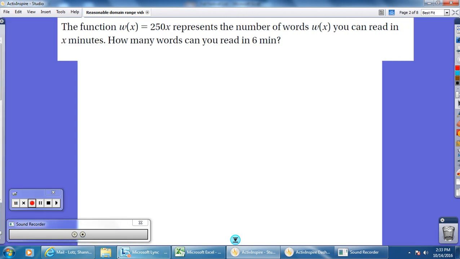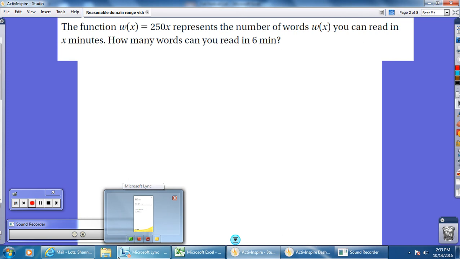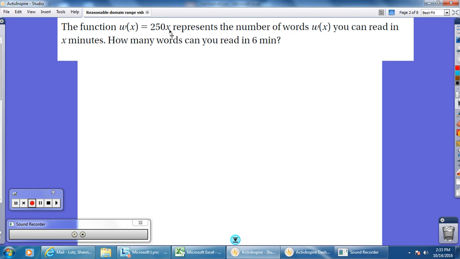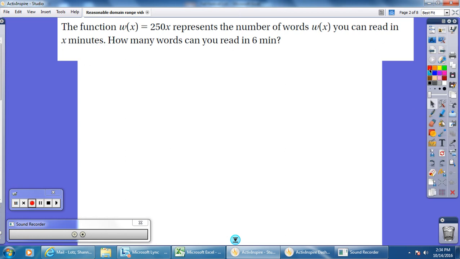Okay, so here it gives us a function. W of x is equal to 250 times x. It represents the number of words, W of x, you can read in x minutes. How many words can you read in 6 minutes? So, here we're just evaluating. And remember when I told you guys that you hear that word evaluating, it means you're going to plug in. Well, here it's actually telling you how many words can you read in 6 minutes. So if x is minutes, then we're just going to plug in, right? We're going to plug in.